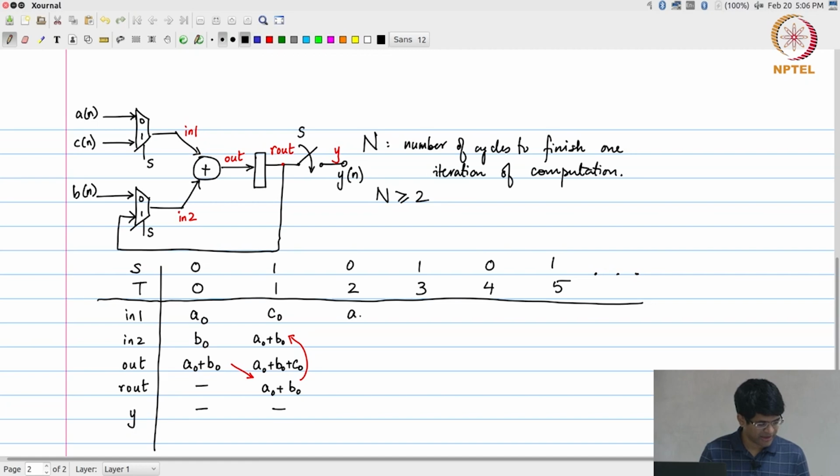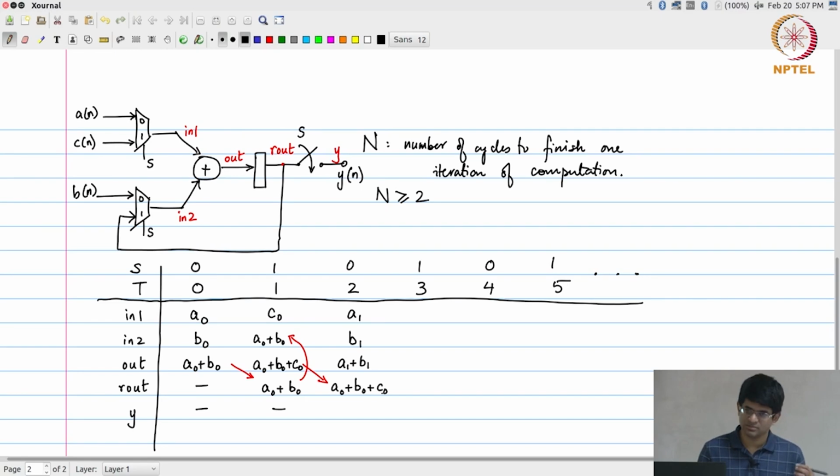At this point I have A1 and B1 being fed into in 1 and in 2. The output of out is therefore going to be equal to A1 plus B1. What is R out going to be? It is going to be whatever was over here is going to come down, right. So, R out is going to take the value A0 plus B0 plus C0.